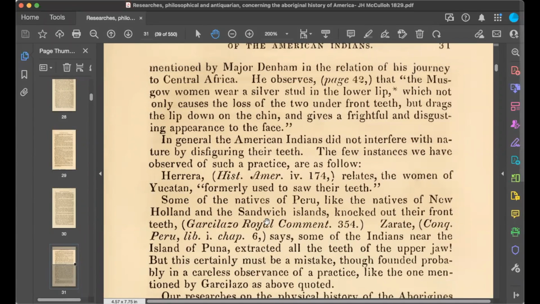All right, and there's one part he said, this one case he's pointing out right here. He observes that the musk-grow women wear a silver stud in the lower lip, which not only causes the loss of the two under front teeth, but drags the lip down on the chin and gives a frightful and disgusting appearance to the face. In general, the American Indians did not interfere with nature by disfiguring their teeth. The few instances we have observed of such a practice are as follows.